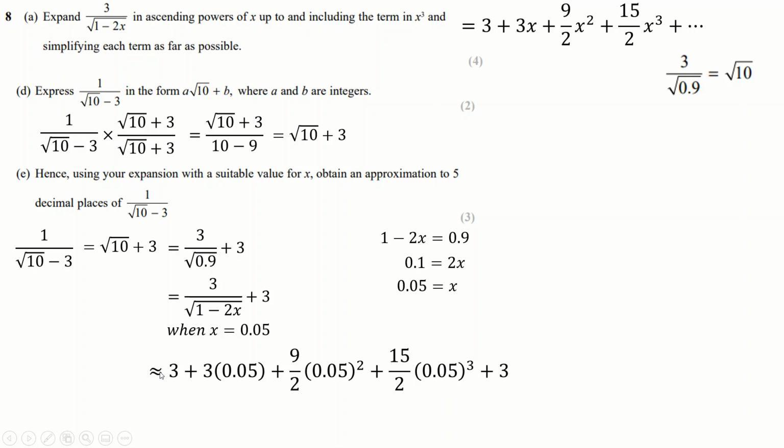I put an approximately equal sign here because I've ignored the terms after this because I didn't work them out in the first place. They'll be very small because I'm doing 0.05 to the power 4 or 5 or so on, which is very small. Add 3 to the end because, of course, we've got this plus 3 still here. Type that into a calculator and you get that.